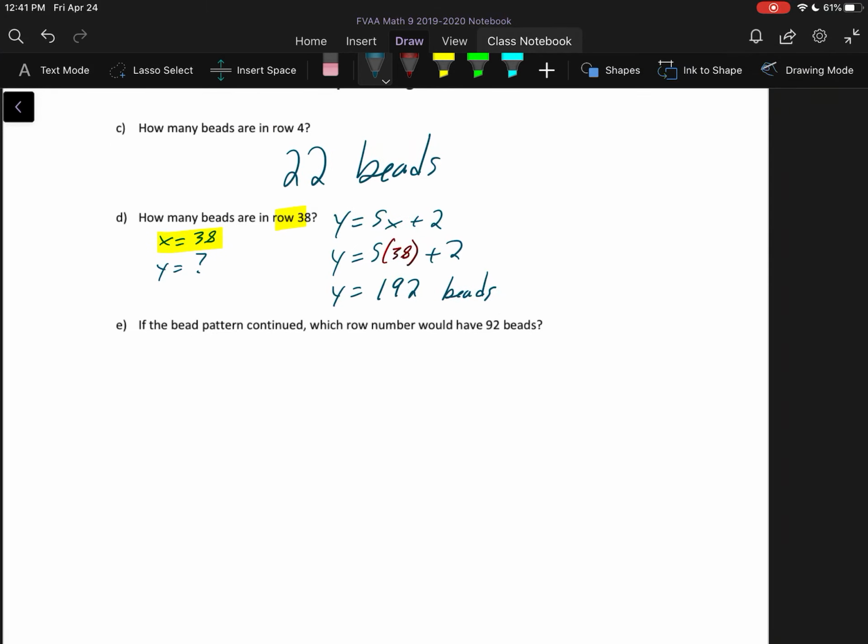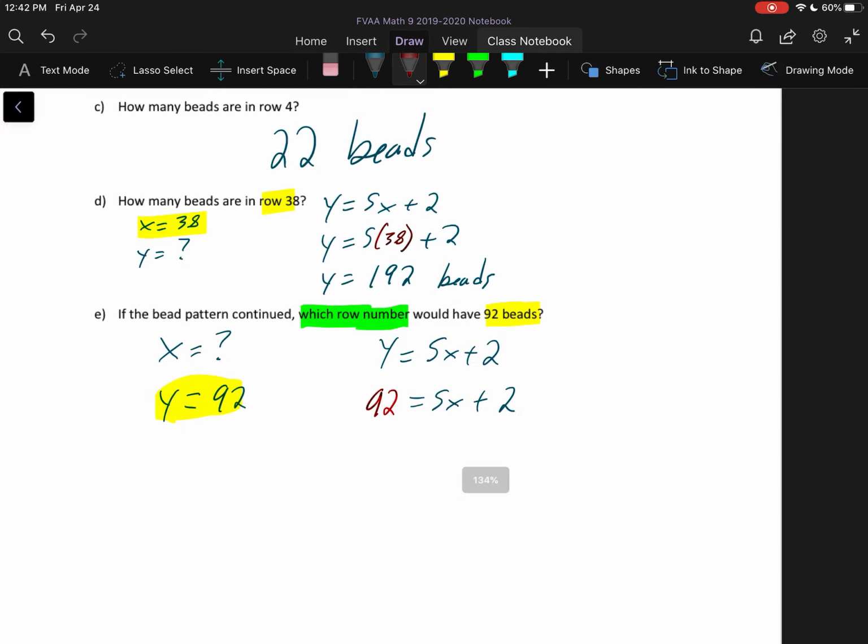And one last question here. Now they're giving us the number of beads, and they want to know which row number. Okay, so x is the unknown and y is the known, 92. So in my equation, y is equal to 5x plus 2. I substitute 92 for y because y is equal to 92, so I can substitute it in my equation, 5x plus 2. And again, now the algebra steps.